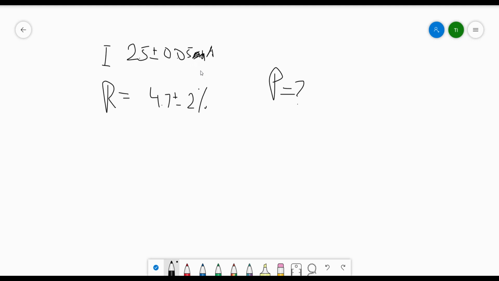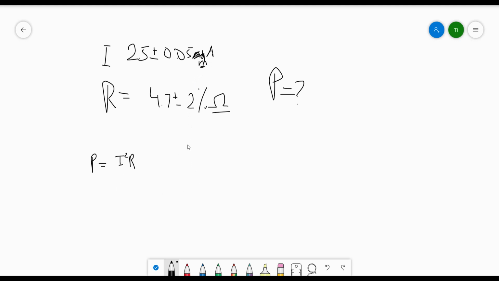Okay, well, let's assume it's milliamps, and this is also in ohms. So the power would be by the formula I squared R. Notice that this is in milliamps and this is in ohms, so you're going to have to convert back to SI units, the standard units. So amperes.